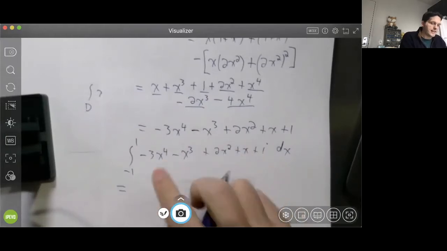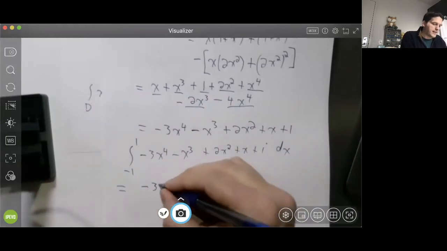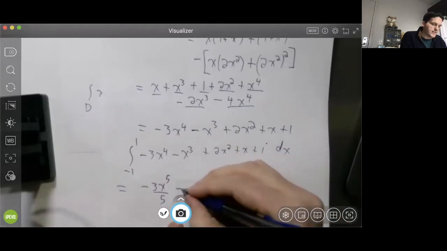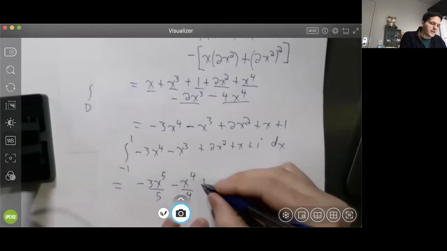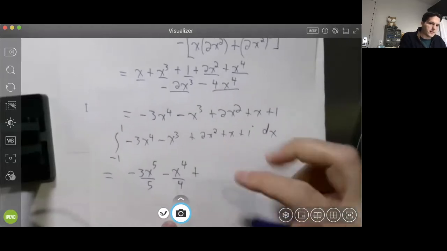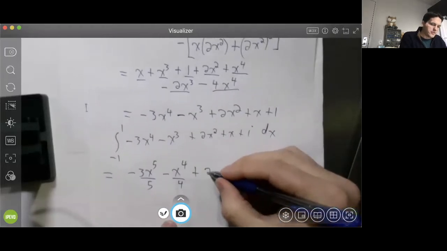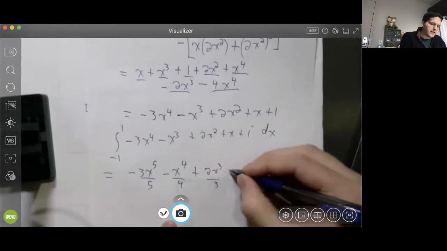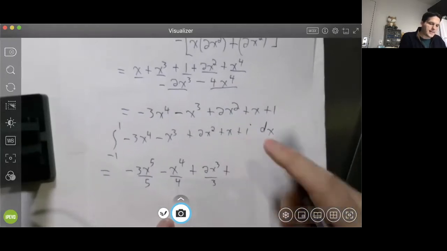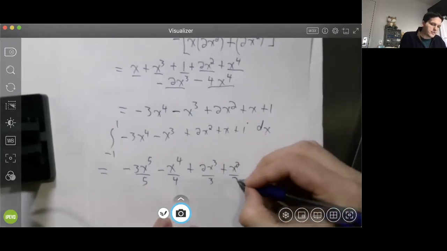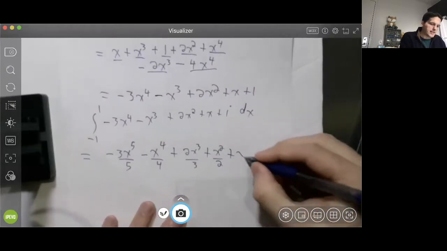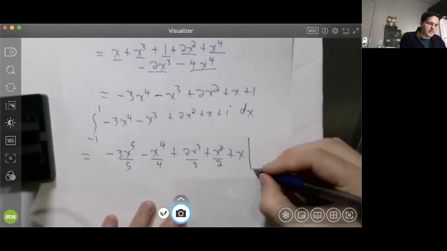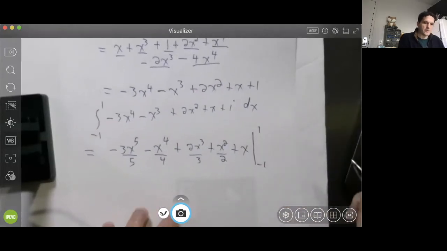And let's find an antiderivative of the function that we're integrating. So here an antiderivative is minus 3x to the 5th over 5. Here an antiderivative is minus x to the 4th over 4. An antiderivative of this term is 2x cubed over 3. An antiderivative of x is just x squared over 2. And finally, an antiderivative of 1 is just x. We take our antiderivative and we evaluate it at the endpoints.